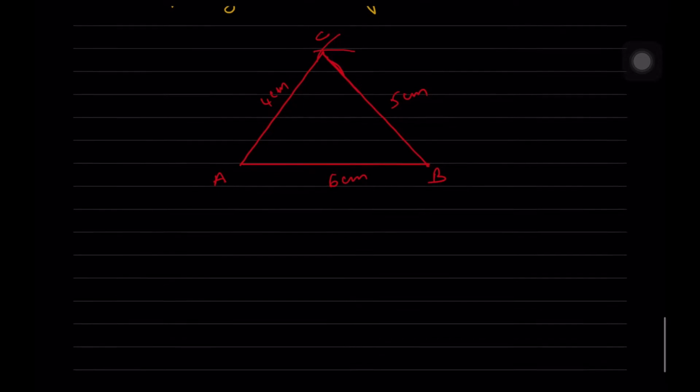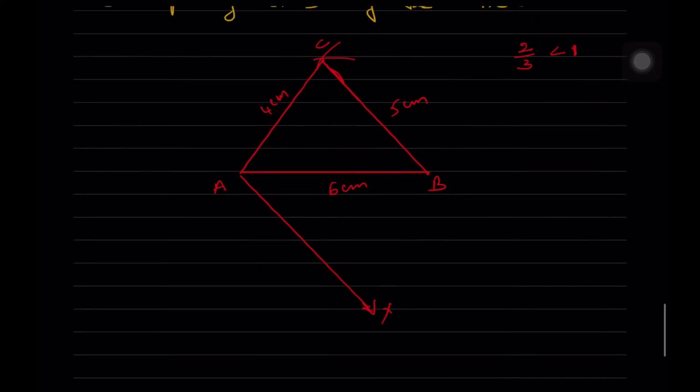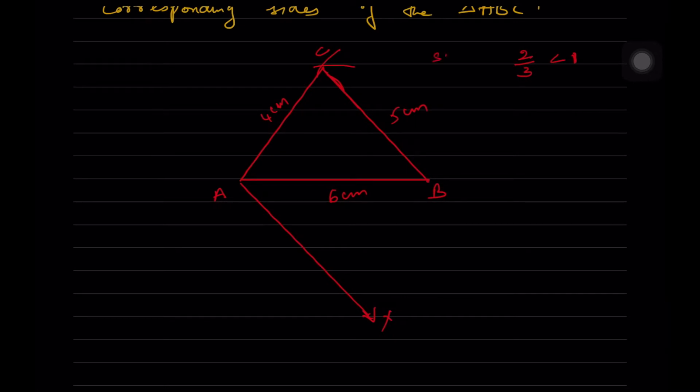Then make an acute angle from A and name this part as X. Then divide this into 3 parts because you are having 2 by 3. This 2 by 3 is nothing but it is called as the scale factor, because 2 by 3 is less than 1. You will get the triangle inside the original triangle. If it is greater than 1, you will get the triangle outside the original triangle. This is called as the scale factor.